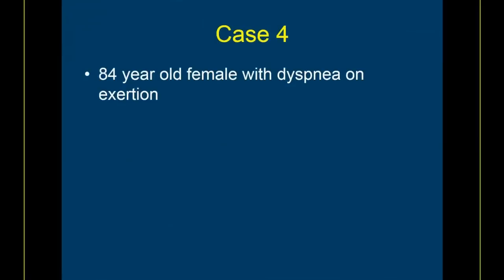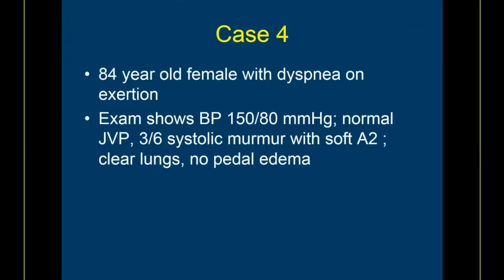Okay, let's now go on to case four, our last case of this presentation. This is an 84-year-old female who presents with dyspnea on exertion. Her exam shows she's a little hypertensive, 150 over 80. She had a normal JVP, a 3 over 6 systolic murmur with a soft A2, clear lungs, and no pedal edema.